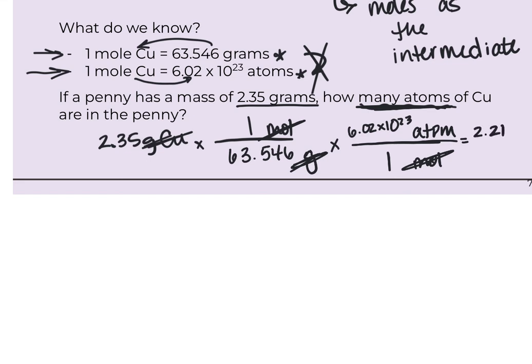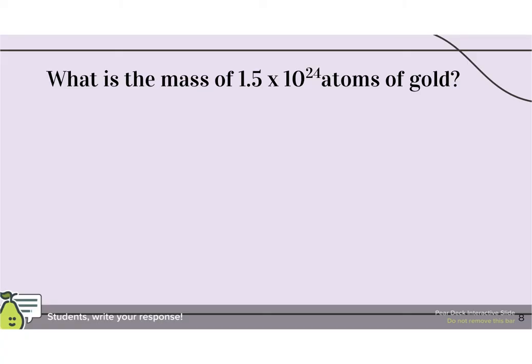Altogether, this is equal to 2.21 times 10 to the 22nd atoms of copper, okay? And again, I'm answering here with 3 significant figures because I had 1, 2, 3 significant figures here, okay? So this is a great example of how I need to use 2 steps in order to get my final product. What is going on? So let's try another one here together.